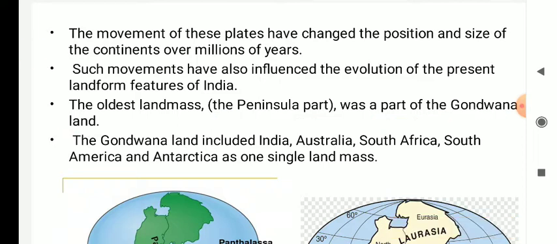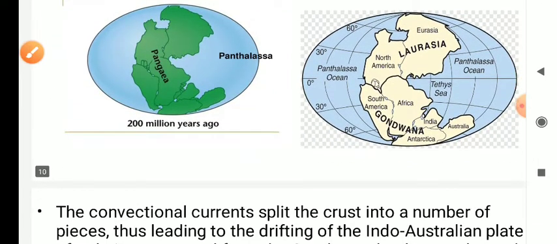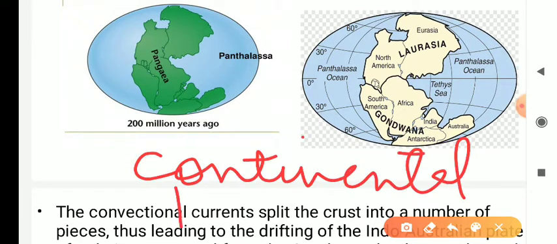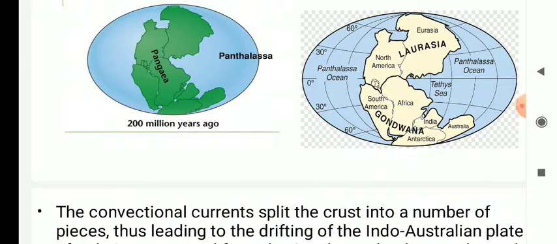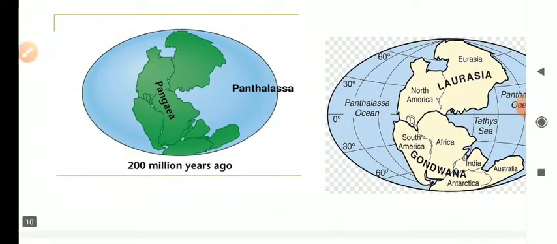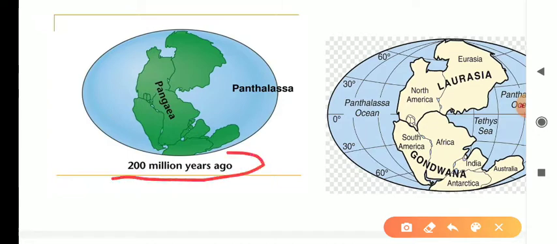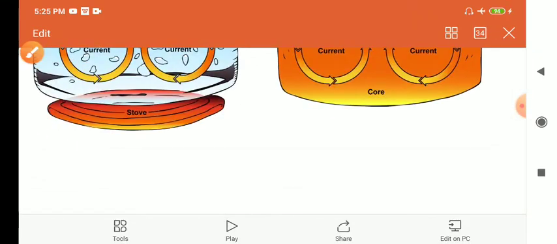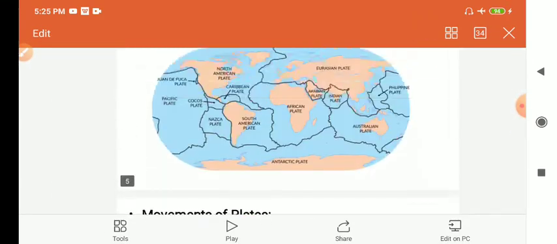I will tell you one more thing, one more theory. That theory is called the continental drift theory. Let us see what happened in this theory. Earlier, 200 million years ago. Now at present, how many continents do we have? Seven continents.